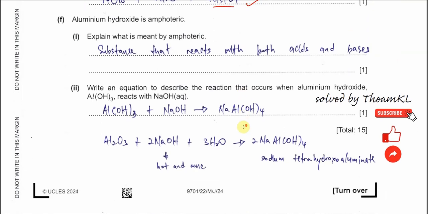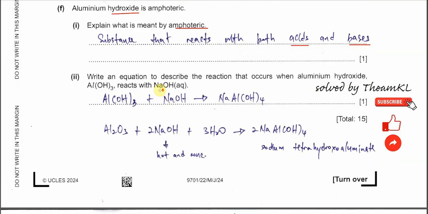Part F. Aluminium hydroxide is amphoteric. This question is a bit special because it's not aluminium oxide, it's aluminium hydroxide. Now, part 1. Explain what is meant by amphoteric. This one is very easy. You just need to mention this: a substance that reacts with both acids and bases. As long as the substance can react with both of these, we call it an amphoteric compound.